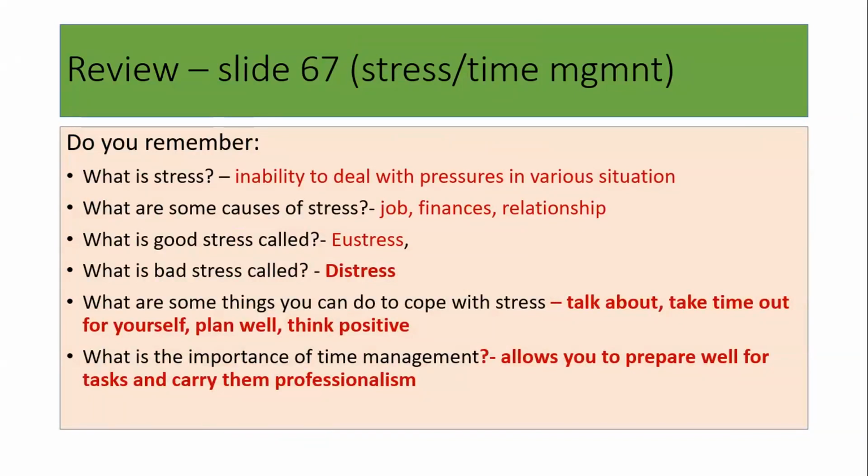What is good stress called? It's called eustress. What is bad stress called? It's called distress. What are some ways we can cope with stress? We can talk about it. We can take some time out for ourselves. We can plan and prioritize well the things we have to do, and we can think more positively. What is the importance of time management? It's important because it allows you to prepare well for tasks and carry them out professionally.